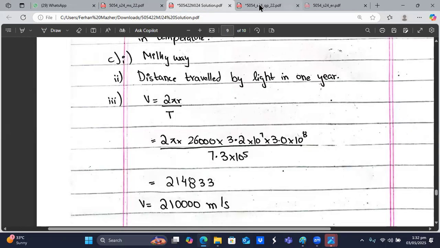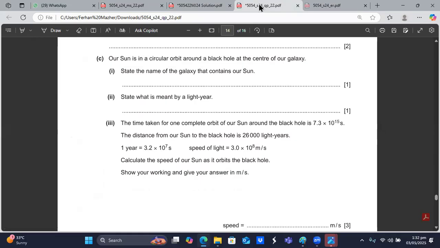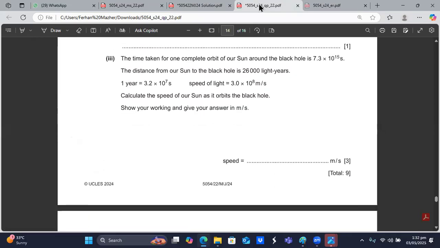Now we go to question number 8, C part, third portion. The time taken for one complete orbit of our sun around the black hole is 7.3 × 10^15 seconds. The distance from our sun to the black hole is 26,000 light years. In 1 year, there are 3.2 × 10^7 seconds. The speed of light is 3 × 10^8 meters per second. Calculate the speed of our sun as it orbits the black hole. Show your working and give your answer in meters per second.